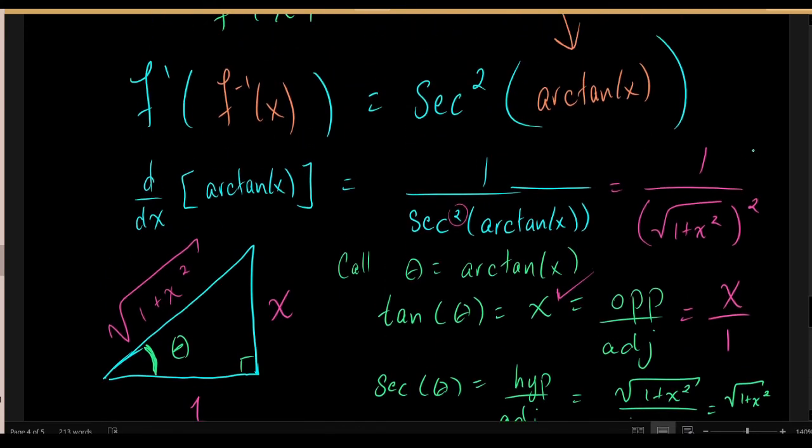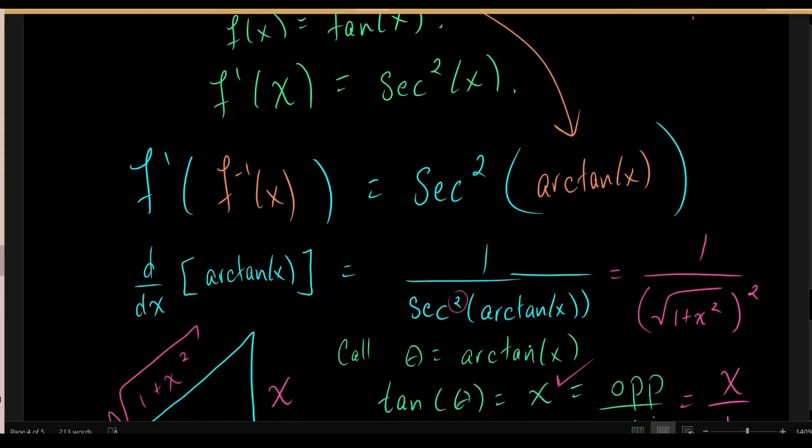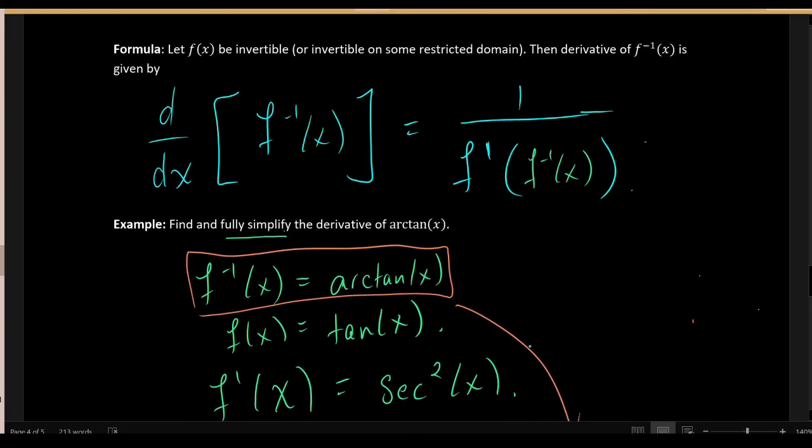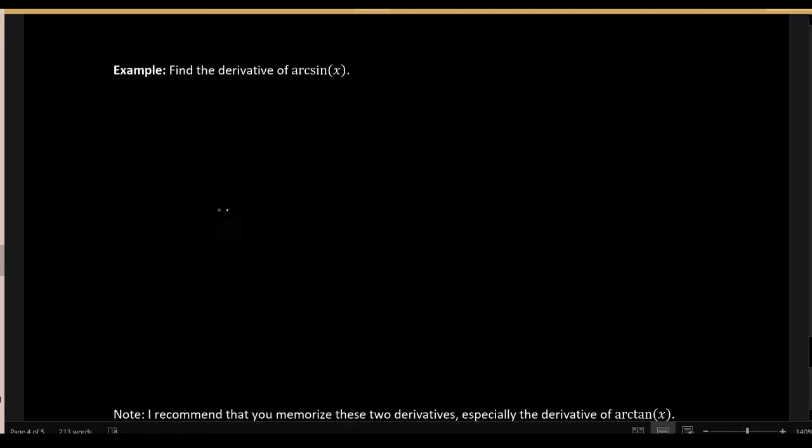So here's the big takeaway. The big takeaway is that the derivative of arctan is 1 divided by (1 plus x squared). I'm going to show you the technique one more time. Let's find the derivative of inverse sine.